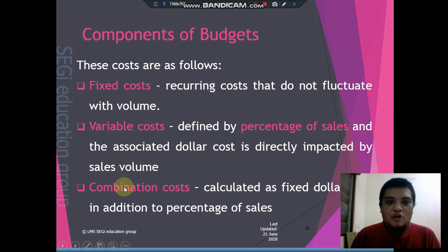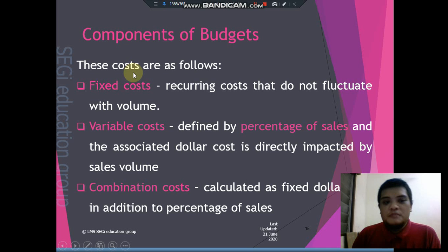Next is the component of budget. Like I said just now, the component of budget is what we learn in the profit and loss statement. The same component. You should have sales, and then you should have cost, and you should find your profit. Sales minus cost is profit. However, here in this slide, they want to explain to you the different types of costs.